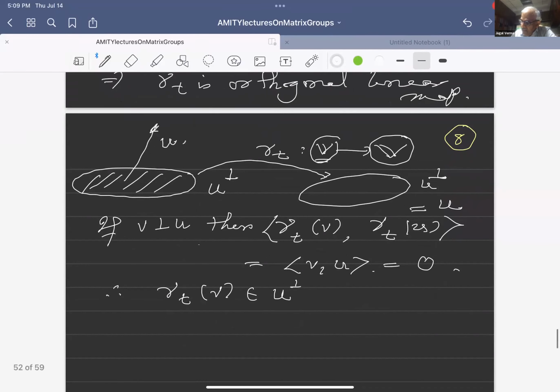So gamma t is a map from V to V, but it is also a map from this perpendicular plane to itself. So gamma t is an orthogonal transformation of a two-dimensional subspace of V to itself, and I will show that this is a rotation. Call this plane W. Then gamma t as a map from W to W is a rotation.